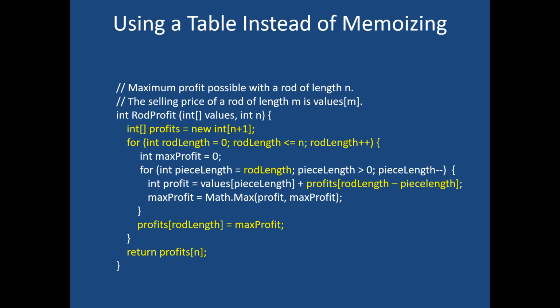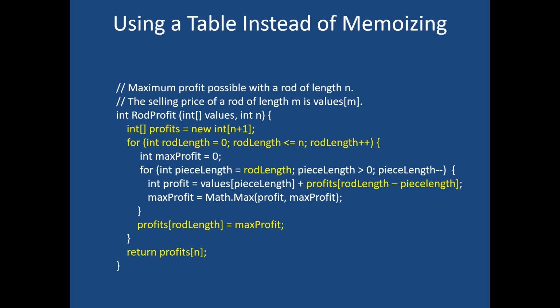Yeah. Wouldn't this cause an exception though, starting from rod length 0, calling profits at a -1 point? Well, how would it do that? If we call it for a rod of length 0, max profit is 0. Right here, piece length would be 0, but piece length is not good, so the loop ends immediately. Okay, yes. And then we store 0 as our max profit, and we go to 1.